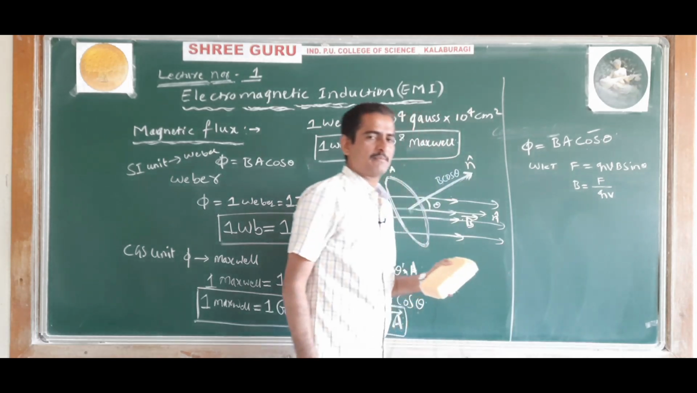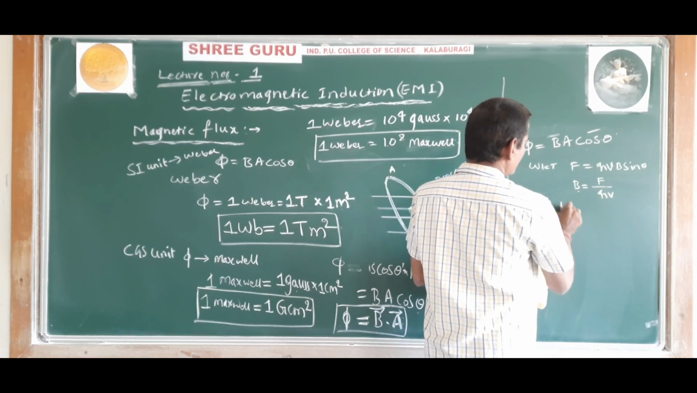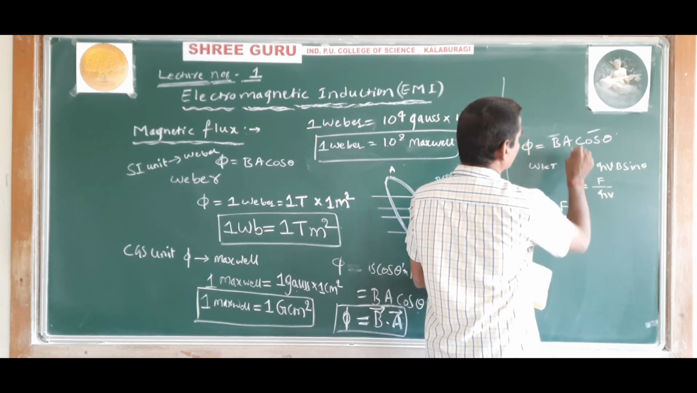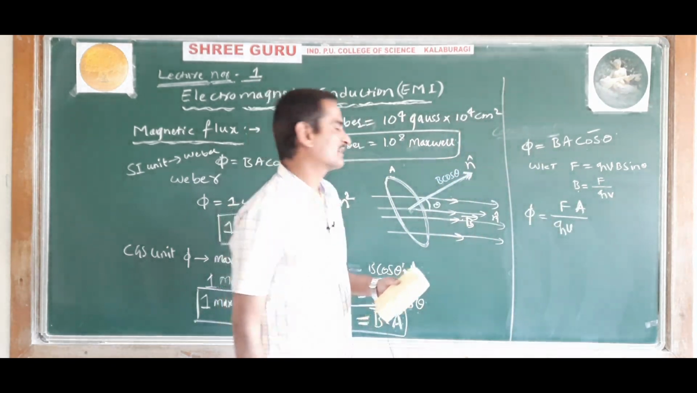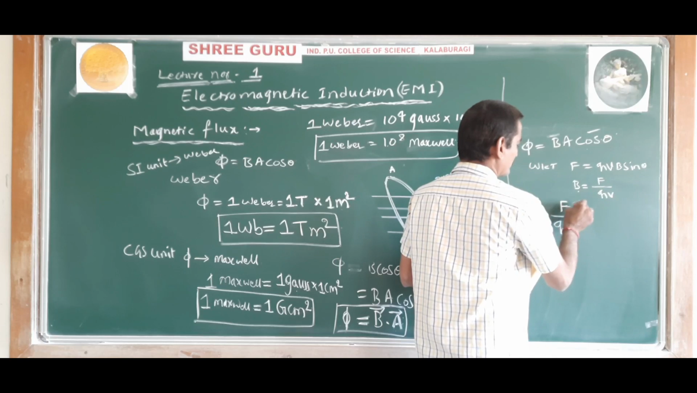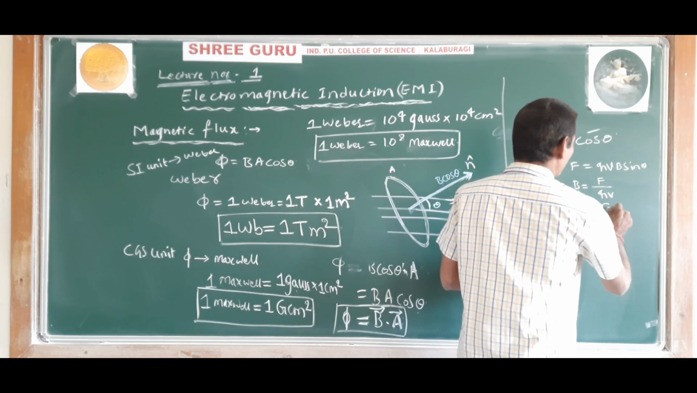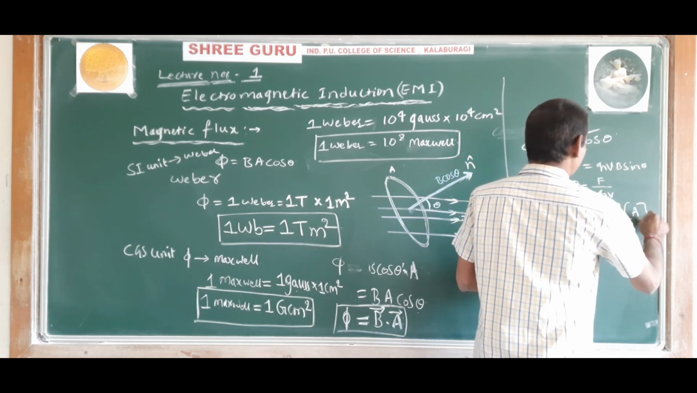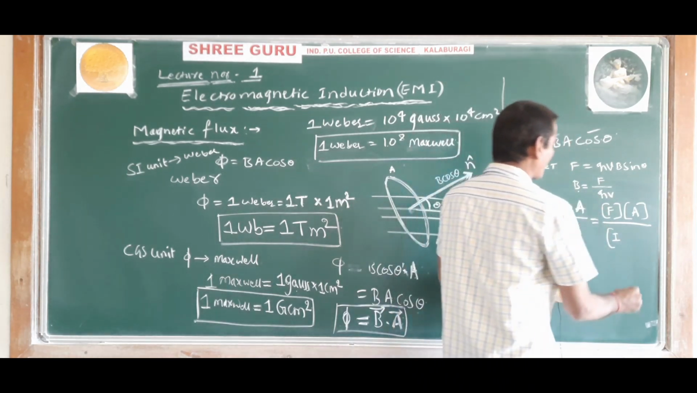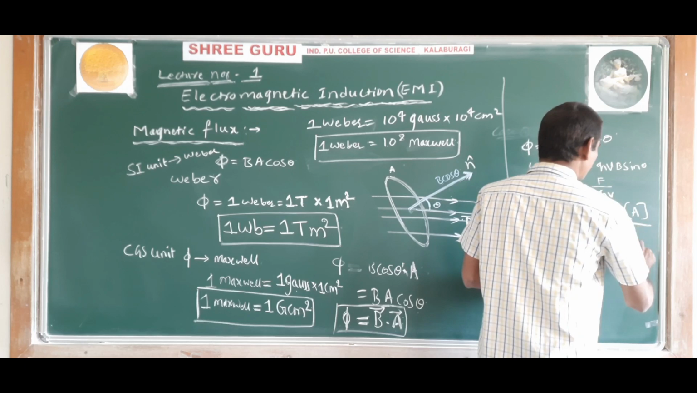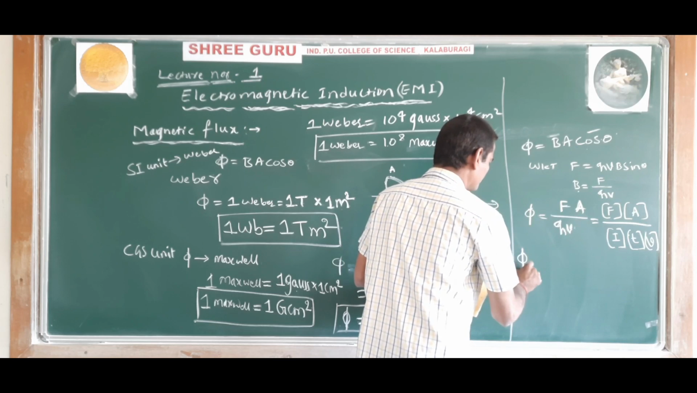Trigonometric functions are dimensionless. So you can write phi is equal to B A, where B is F divided by Q V. That is phi is equal to F A divided by Q V, where F is force, A is area, Q is charge, and V is velocity. So it is the dimension of force, dimension of area, and dimension of charge, which can be written as current into time, divided by the dimension of velocity.